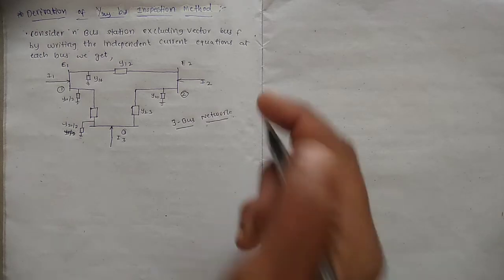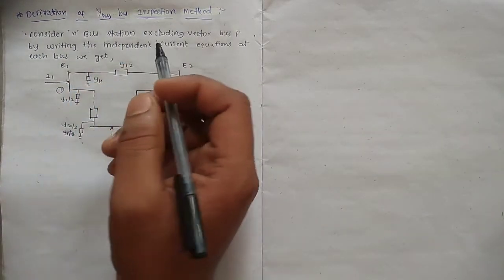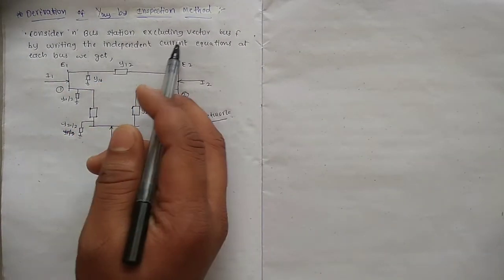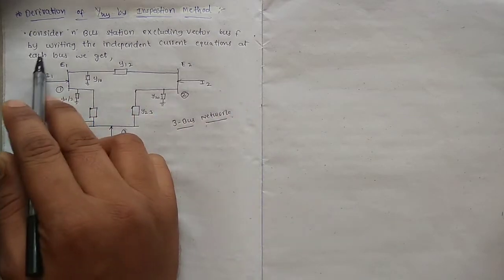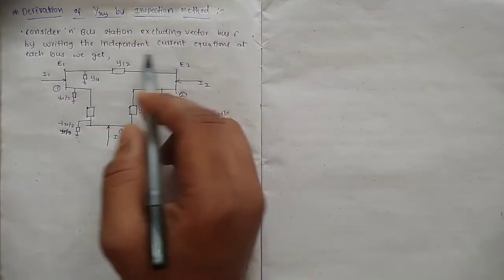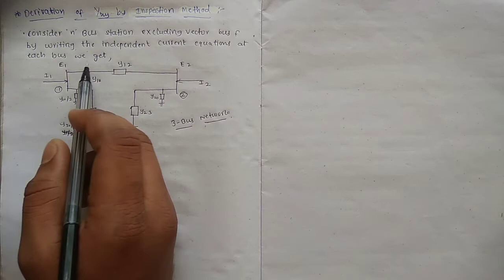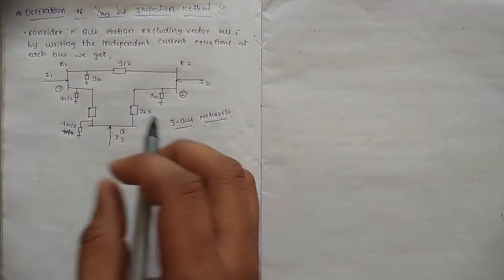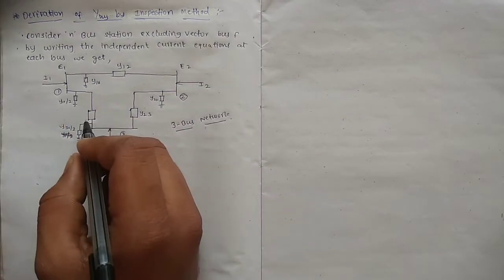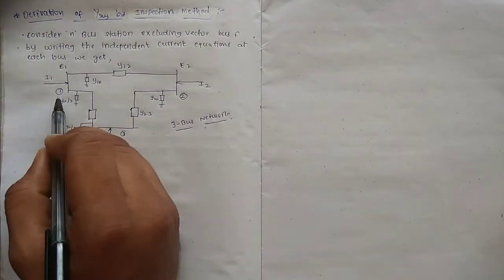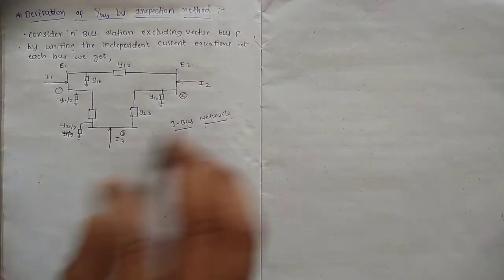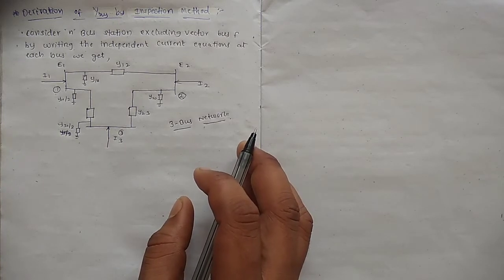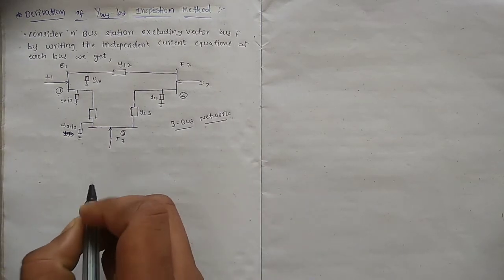Now let us discuss the derivation of Ybus by the inspection method. Consider the n-bus system excluding the reference bus, and by writing the independent current equations at each bus we get the following. This is an example of a 3-bus network, but consider that there are n buses. This is bus 1, bus 2, bus 3, and so on up to n buses. Now let's continue with the derivation.